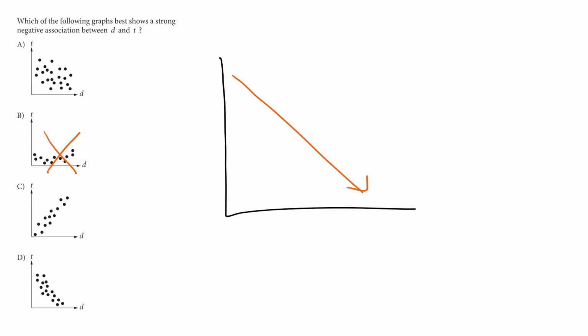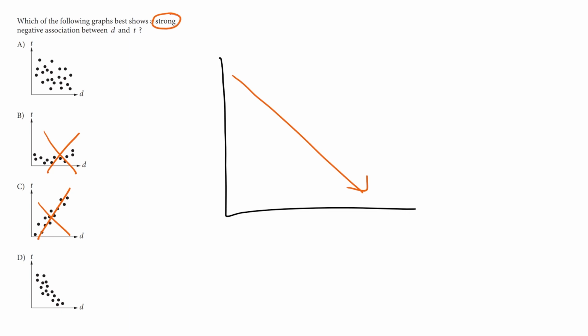B is very flat, so this is definitely not our answer. C from left to right is moving up, which means it's moving in a positive direction, so it's not C. And then D is also moving down. So now the question is, how do we distinguish between A and D to know which one has a strong negative association? That word strong is going to tell us.